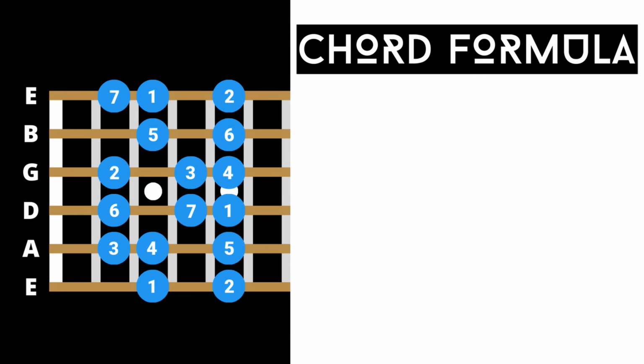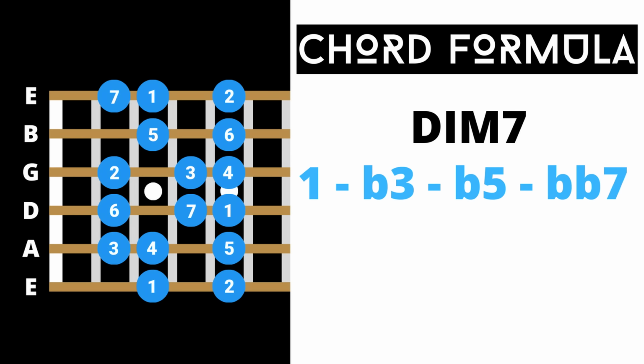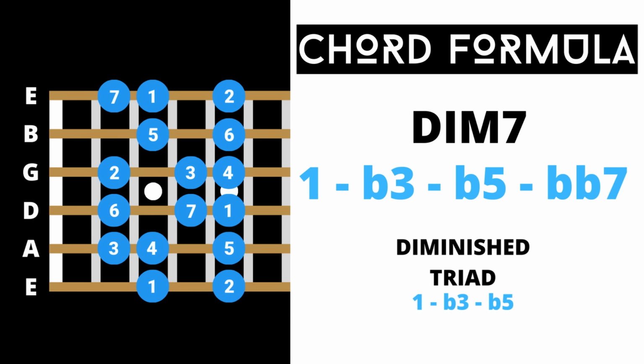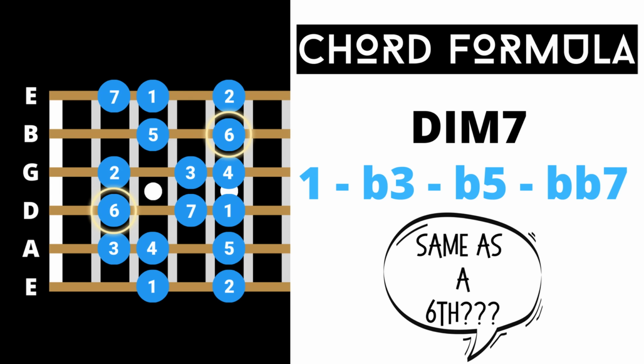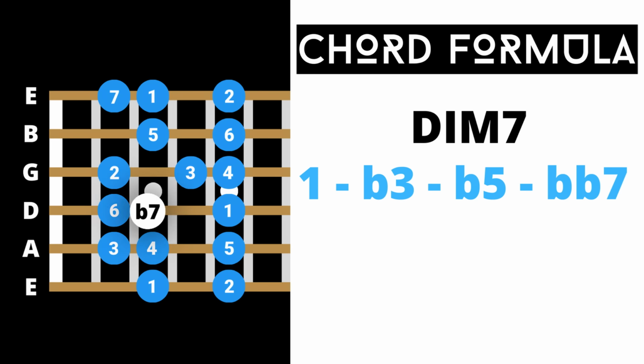But while we're here, let's also have a look at a diminished 7th chord. The formula for this chord is 1, flat 3, flat 5, so just a diminished triad, but a fully diminished 7th chord has a double flat 7 also. This is the same as a 6th interval, but in the context of a diminished 7th chord, it has to be considered a 7th that has been flattened by 2 semitones.